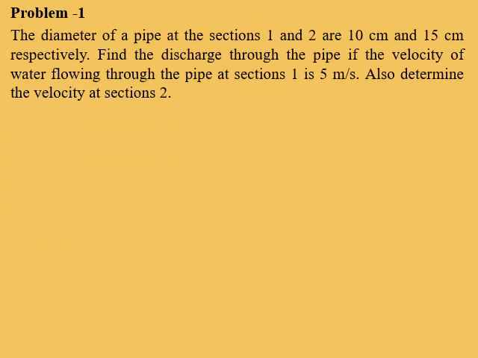So this is the very first numerical on this topic. The numerical is like that: the diameter of a pipe at sections 1 and 2 are 10 cm and 15 cm respectively. Find the discharge through the pipe if the velocity of water flowing through the pipe at section 1 is 5 meter per second. Also determine the velocity at section 2. The solution is like that.